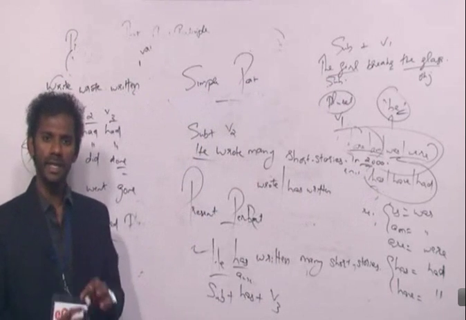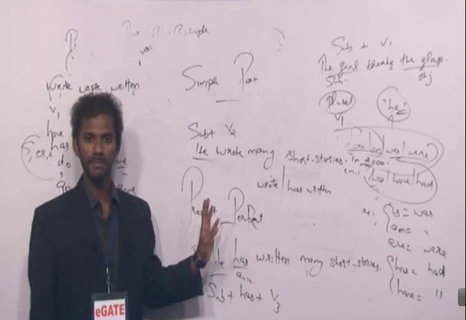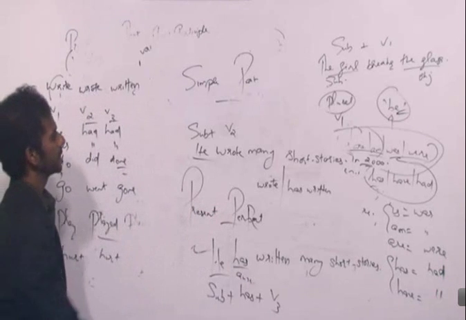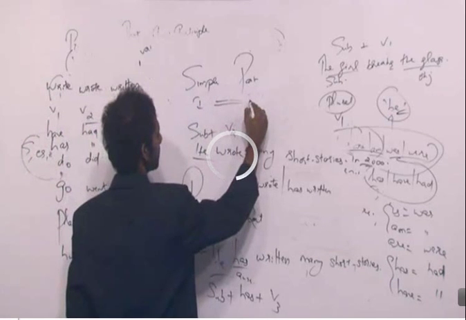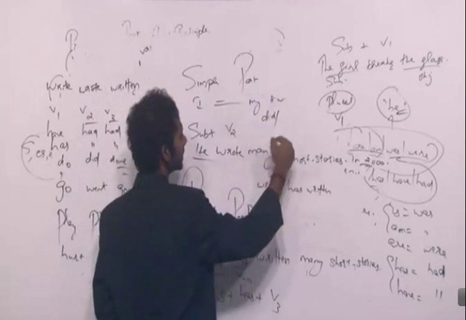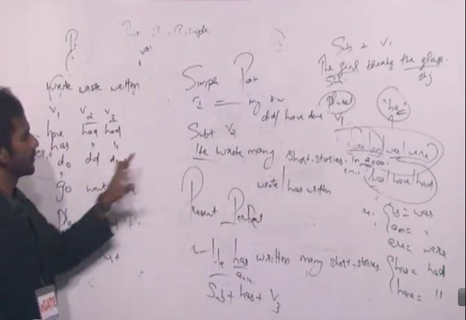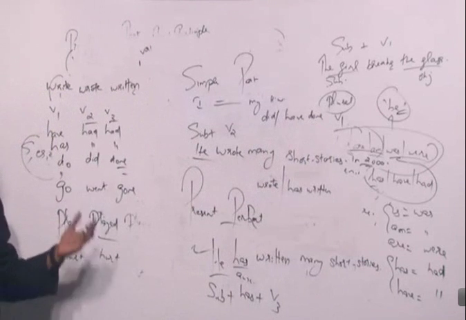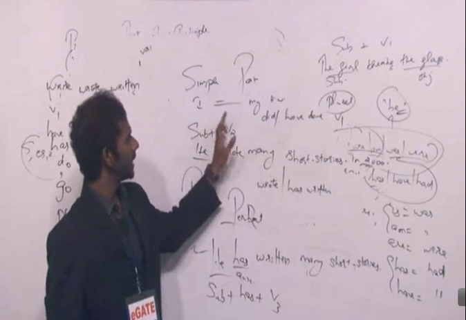If the time is not mentioned, it should be this sentence: he has written many short stories. Clear? Similarly, one more example. I dash my homework. Options are did, have done. Did is V2, so simple past. Have done is V3, so present perfect. Clear?